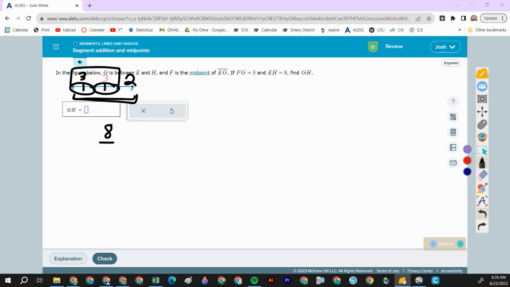Do you want to see another one of those? So they told me that this one was a 3. They also told me that this one and this one are the same length. So if that's a 3, right here, F is the midpoint of EG. Being the midpoint means that the right and left sides of that are the same length. So this would be a 3, and then we add those together to get the 6, and the full length is an 8, and that's where the 2 comes from. Okay, let's do another one.